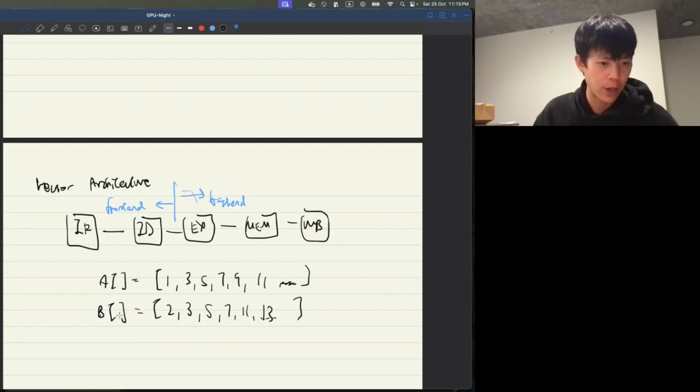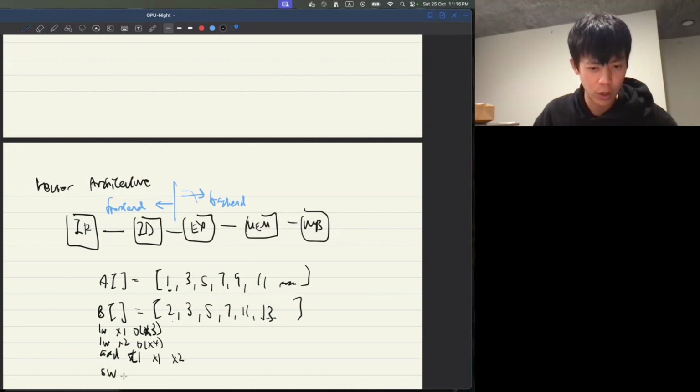I want to add A and B together, right? In a RISC-V core, how would I do that? Well, I'm going to do something like load word. I'm going to load the first number from A. I'm going to load the first number of B. I'm going to add the first number and the second number together. And I need to store the result to C. Let's say C is the result array, right?